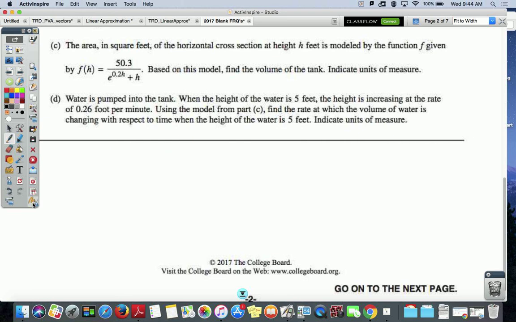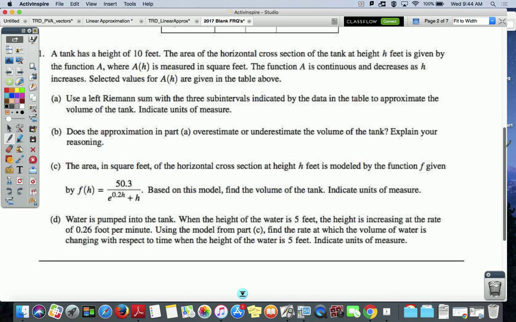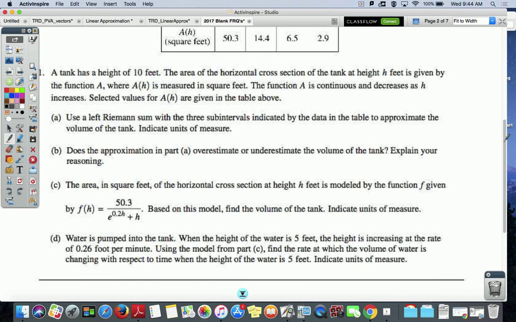Now let's take a look at question B. Question B says, does the approximation in part A overestimate or underestimate the volume of the tank? Explain your reasoning. Now this is just a one-point question. What I want you to do for this is I really want you to just always draw a picture, because you don't have to have this memorized.